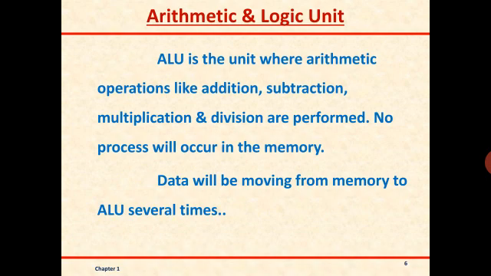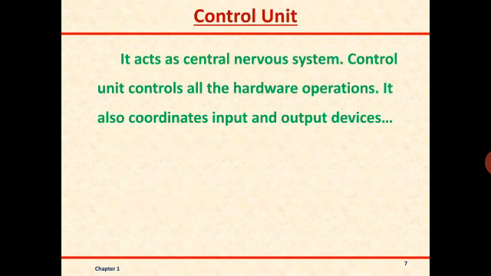Now the third unit is the control unit. See, the control unit acts as a central nervous system. Okay. As inside the human being we have a nervous system, similar resemblance we can give here inside the computer.